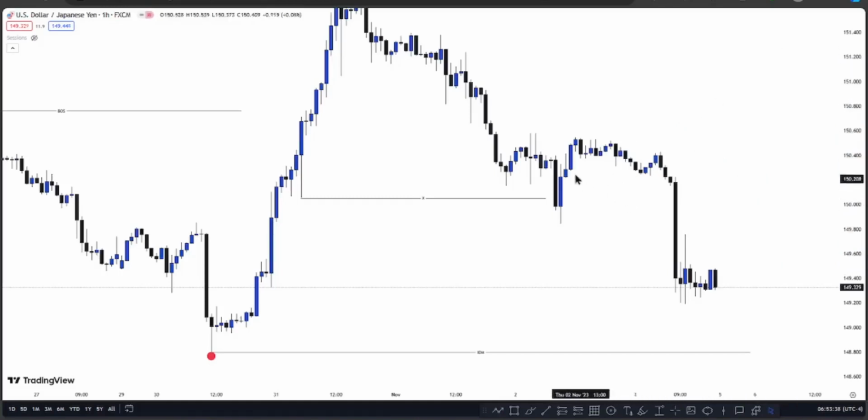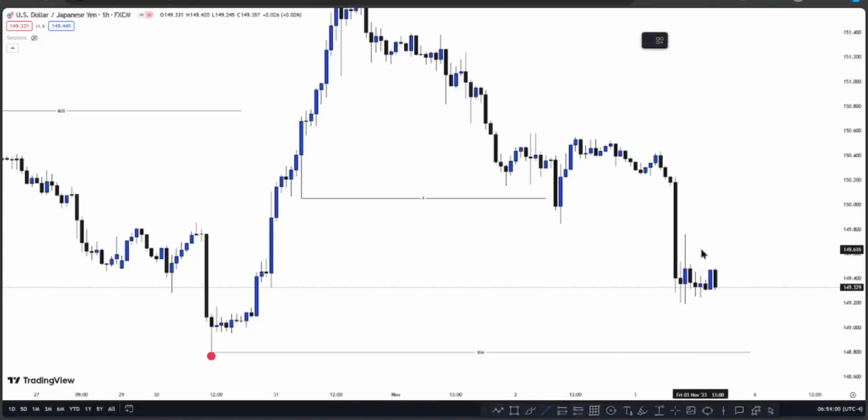As you can see, where is the inducement here? Well, there was no inducement. The inducement that was supposed to be taken out is here, but as you can see, price didn't take it out, and then it created another new structure low here. Now for this new structure low, we want to see this inducement being taken here. Let me show that to you on the 1 hour time frame.